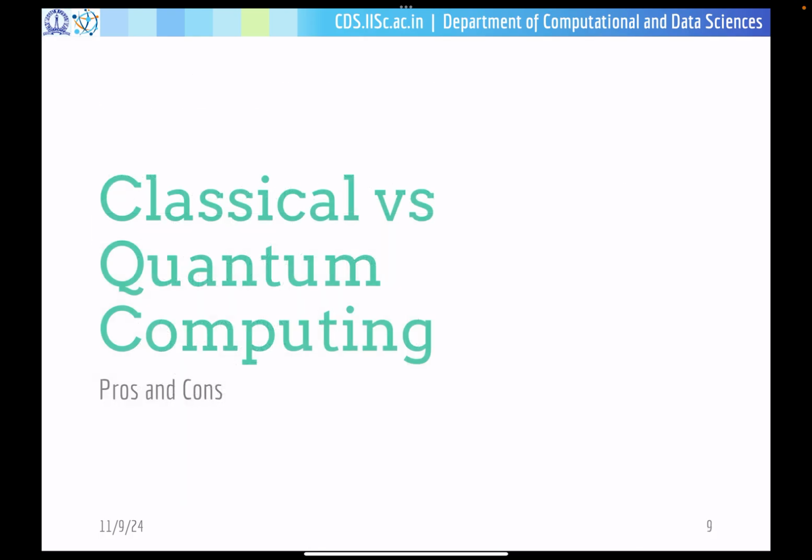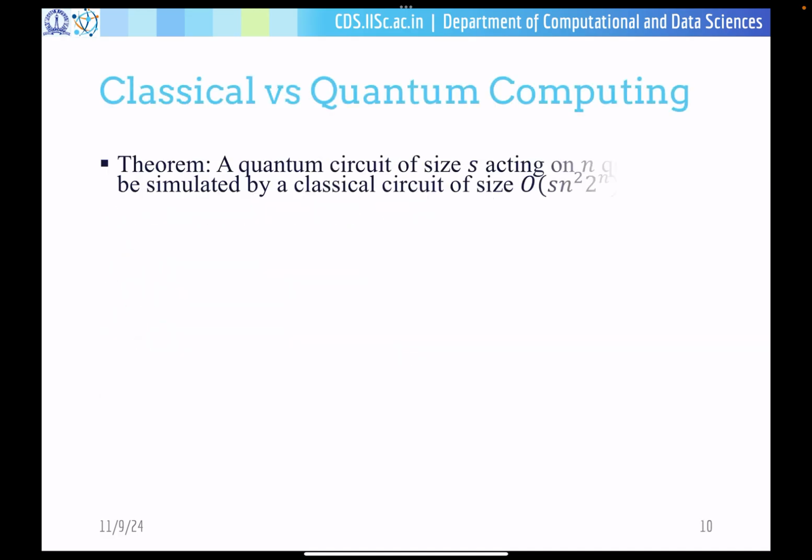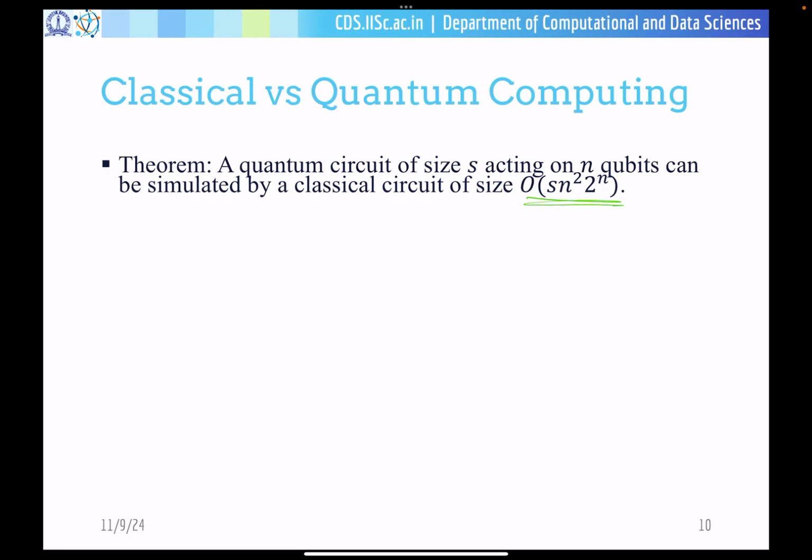So okay, now we'll talk about classical versus quantum computing pros and cons. There is a theorem which says that a quantum circuit of size s acting on n qubits can be simulated by a classical circuit of size O(s n^2 2^n). So if you see, there is a 2 to the power n over here. So it's exponential in the number of qubits.